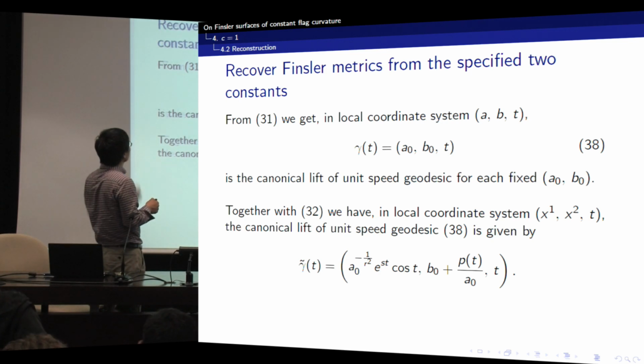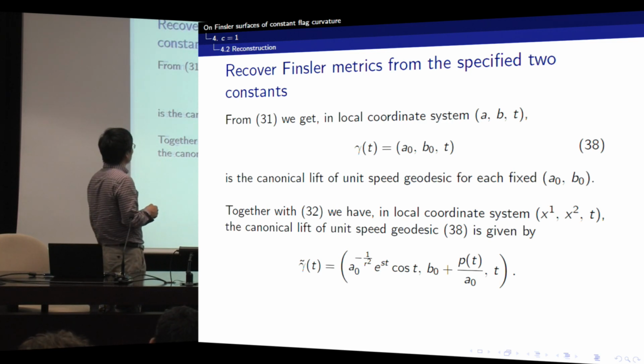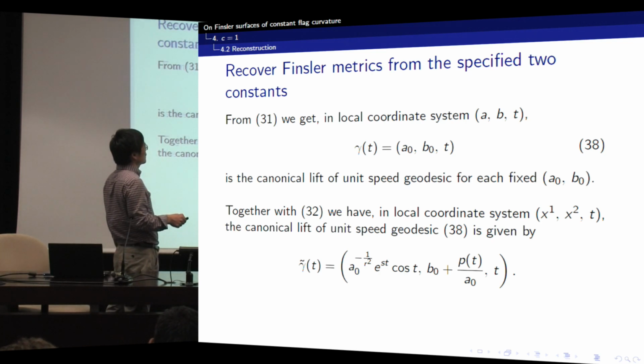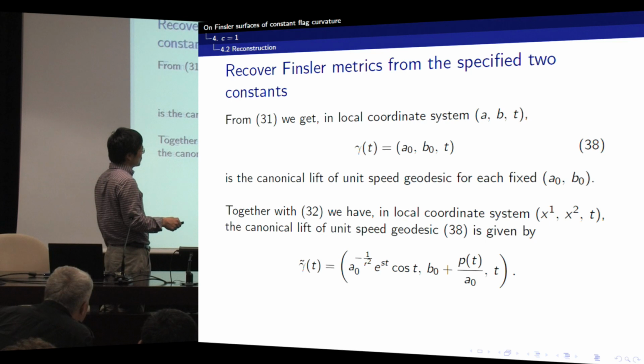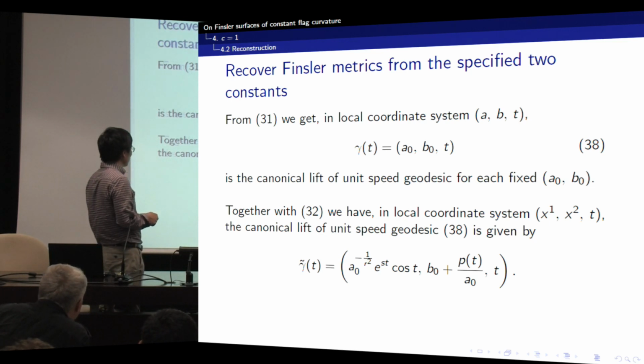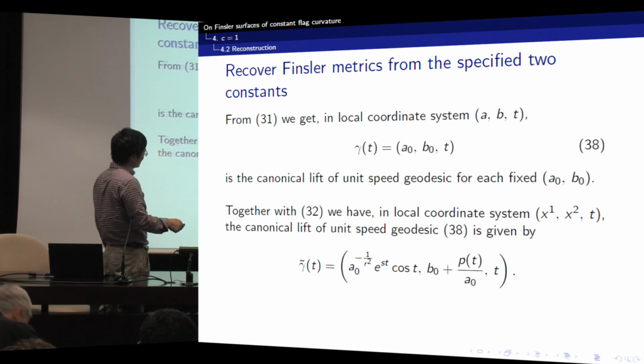From (31), we get the local coordinate system A, B, t: gamma t, A0, B0, t is a canonical lift of the unit speed geodesic for each fixed A0, B0. Together with (32), we have in the local coordinate system x1, x2, t are the canonical lift of the unit speed geodesic (38) is given by the gamma tilde t. Gamma tilde t satisfies this one.